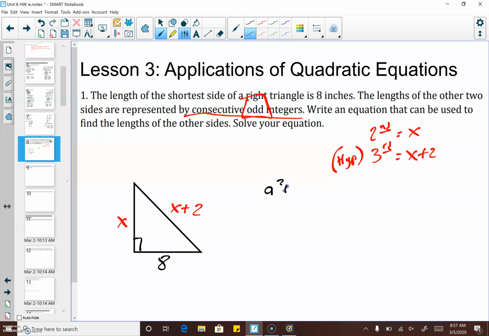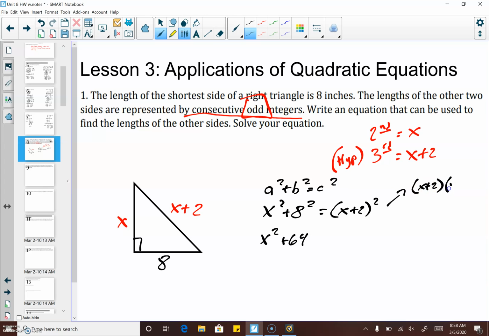So if we remember our Pythagorean theorem, a squared plus b squared equals c squared, c's got to be the hypotenuse. The other two can fill in wherever we need. And the key is we want to make sure we wrap that x plus 2 squared in parentheses. So if we look at the left-hand side, the x squared just stays for now. The 8 squared becomes 64. And then we want to remember that x plus 2 squared is really x plus 2 times x plus 2.